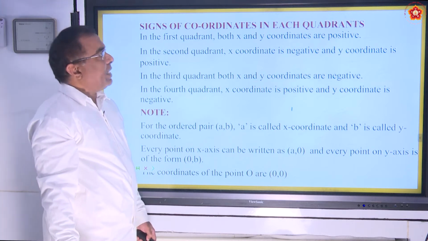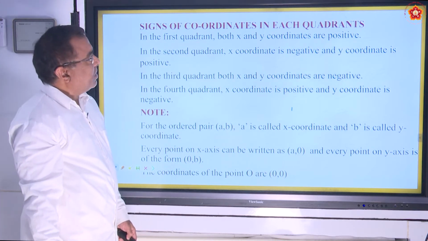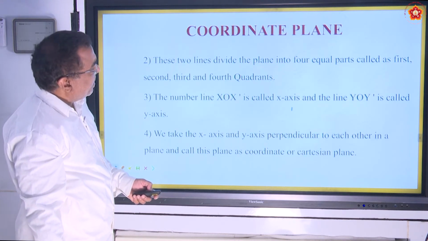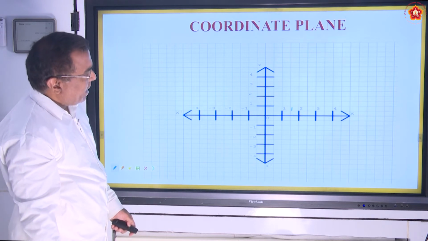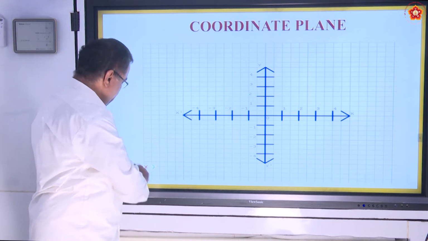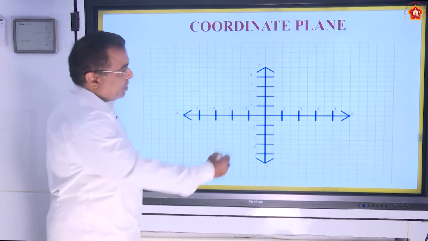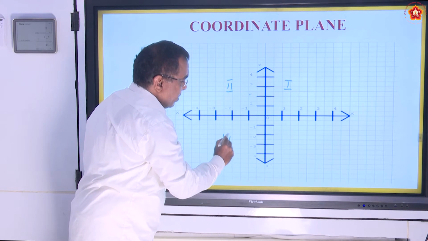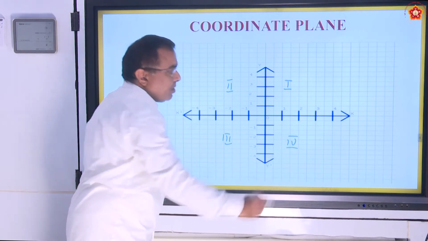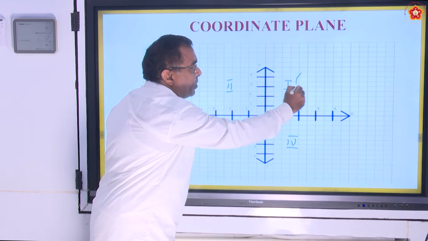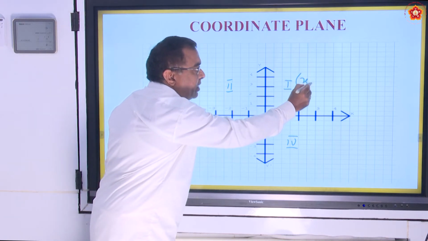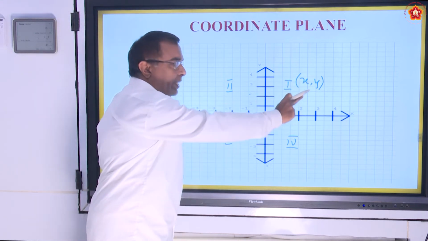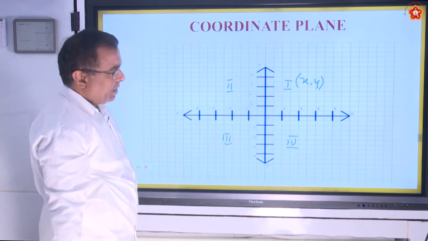Now, signs of coordinates in each quadrant. Now look at this coordinate plane. As I have already told you, in the first quadrant, these are the different quadrants. Any coordinate is denoted in general form as (x, y). The first one is going to represent the x coordinate, the second one is going to represent the y coordinate.